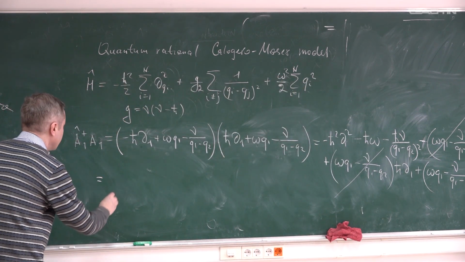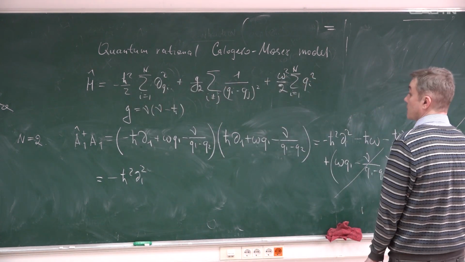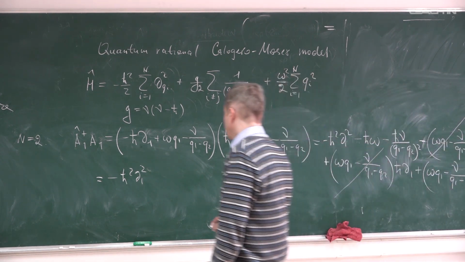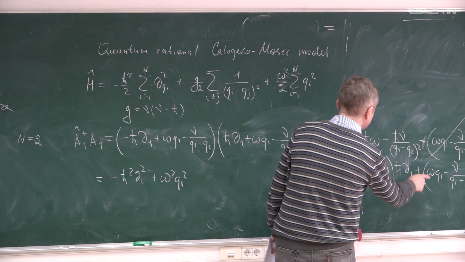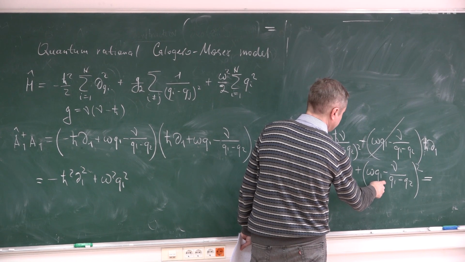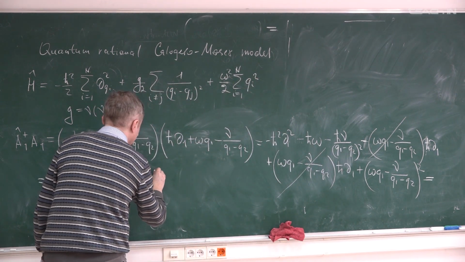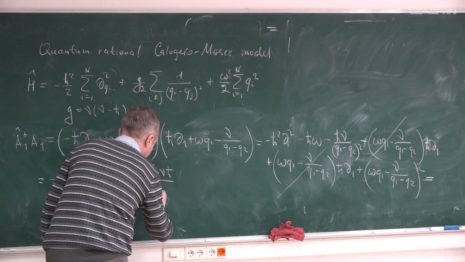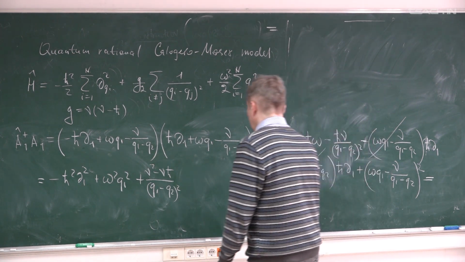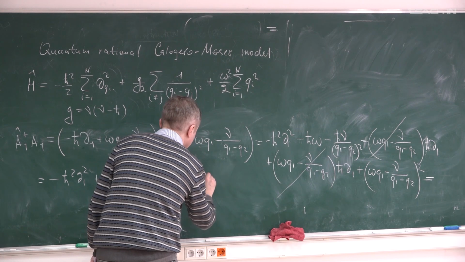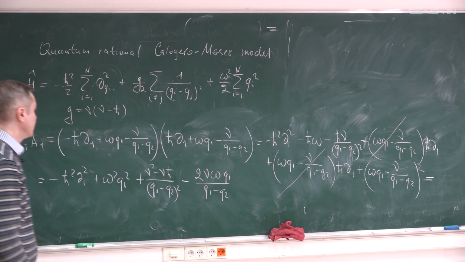And what we have here is minus h squared d1 squared. We also have plus omega squared q1 squared. And when we compute the square of this term and add it to this one, then we obtain nu squared minus nu h over q1 minus q2 squared. And the last term is the mixed one, when we have here 2 nu omega q1 over q1 minus q2. This is the result for this expression.